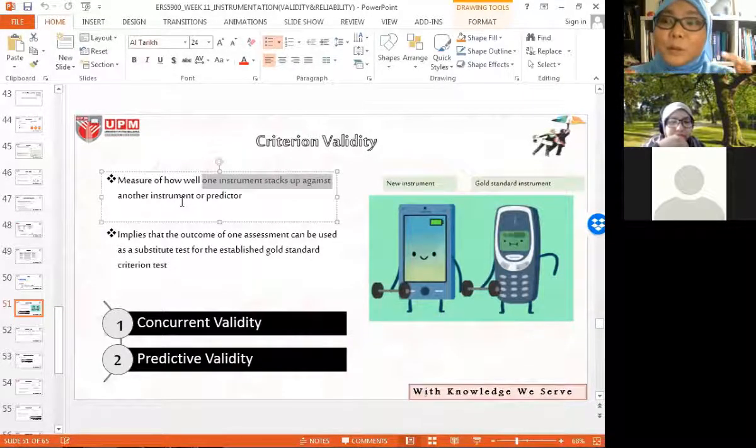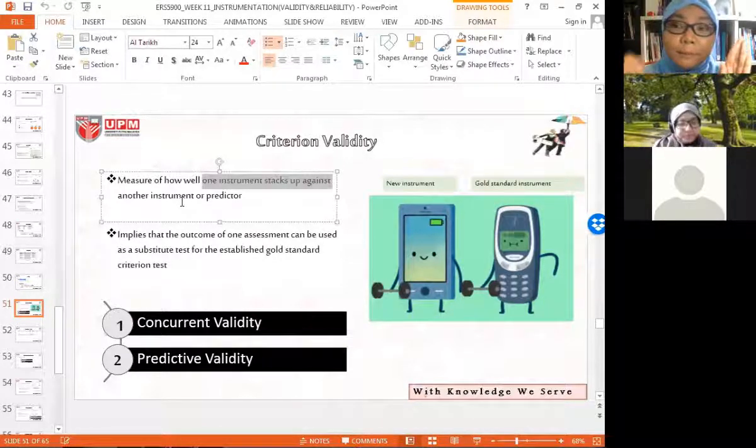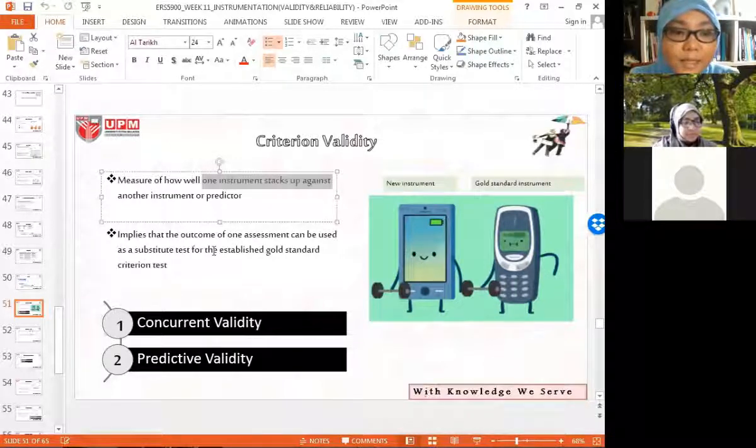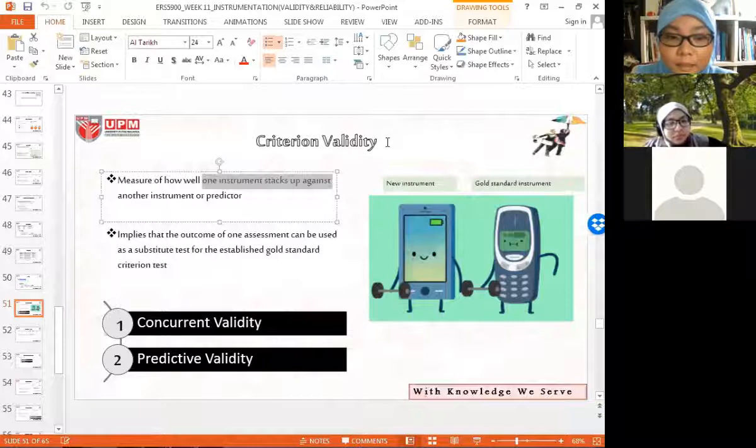Dia dalam bahasa Melayu yang macam mana item yang terdapat dalam variable pertama ni dia stack up bersama, okay, dan dia ni tak sama dengan items lain dalam variable lain. Okay, we want to ensure that the two variable ni dia tak measure ni benda-benda yang sama. Okay. It implies that the outcome of one assessment can be used as a substitute test for the established gold standard criteria. Okay, there are two types of criterion validity, which is concurrent validity and predictive validity.